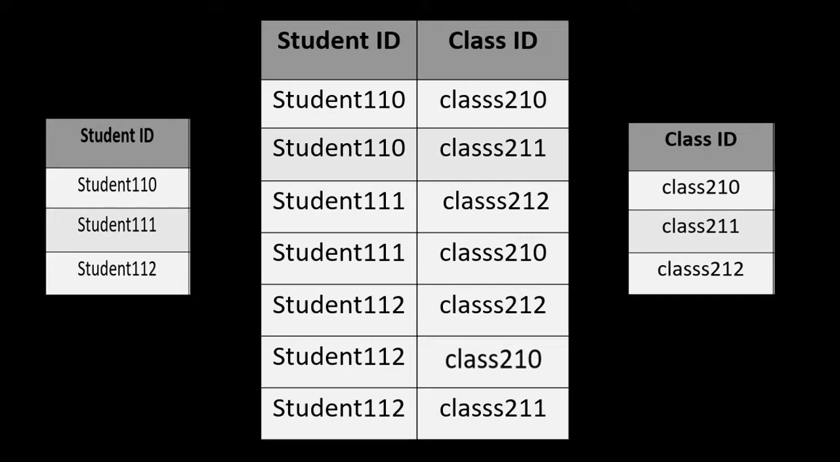What I mean is, if we have student 110 taking up classes, class 210 and class 211, and we have student 111 taking up classes 212 and 210, and we have student 112 taking up class 212, class 211, and class 210, go ahead and write that in our new table.